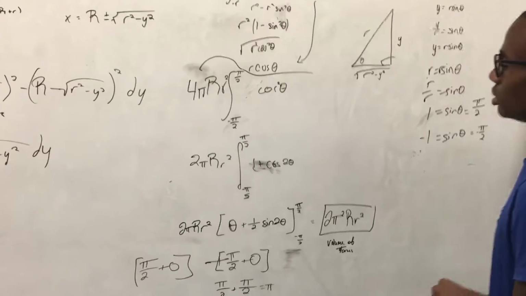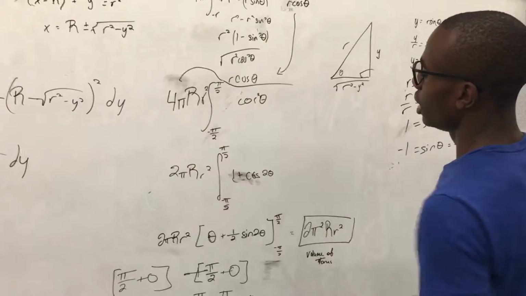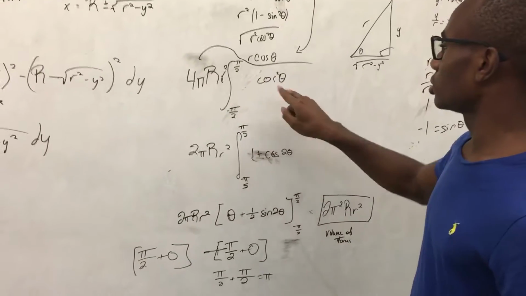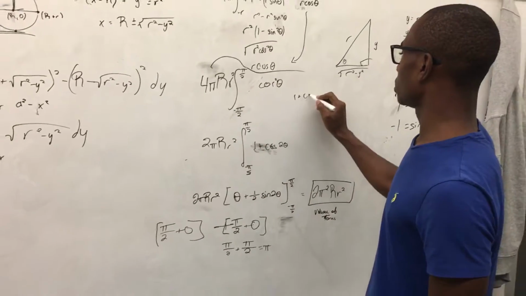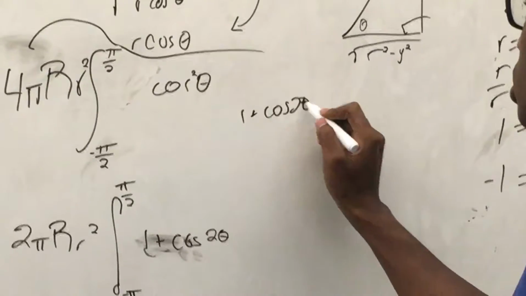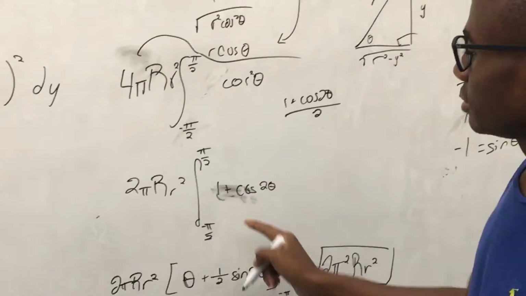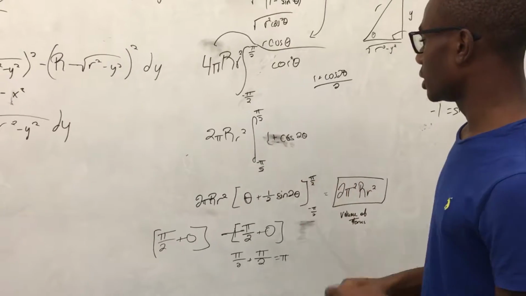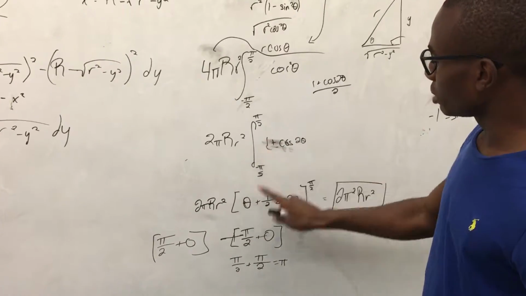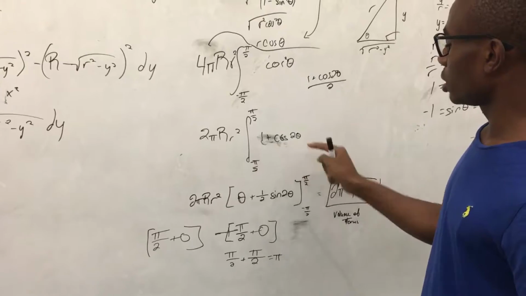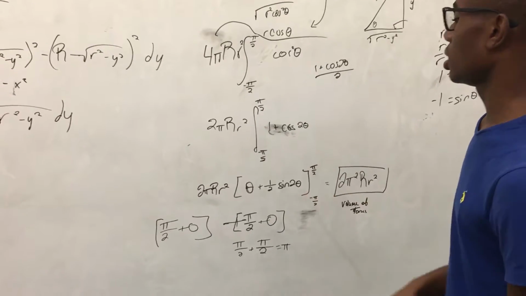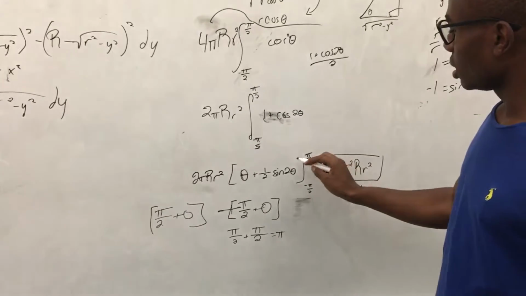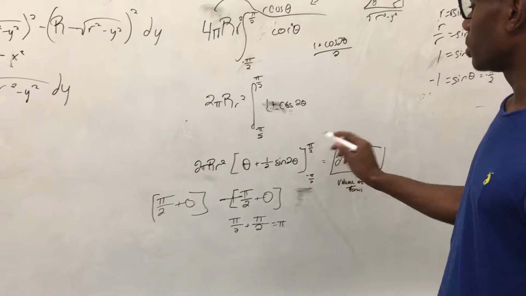Okay, and so then I just integrated this. And so I plugged in the trig identity, (1 plus cosine 2 theta) over 2. I divided the 2 into the 4, and I'm left with this. And then I integrated, 1 becomes theta, and cosine 2 theta becomes 1/2 sine 2 theta. And then I evaluated it from negative pi over 2 to pi over 2.